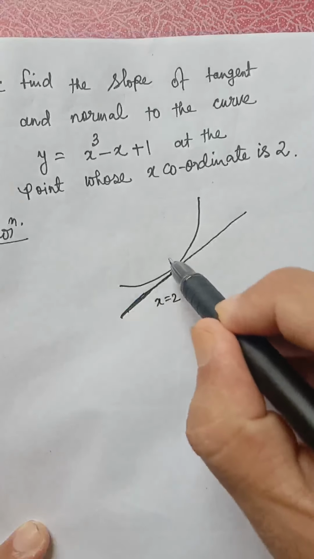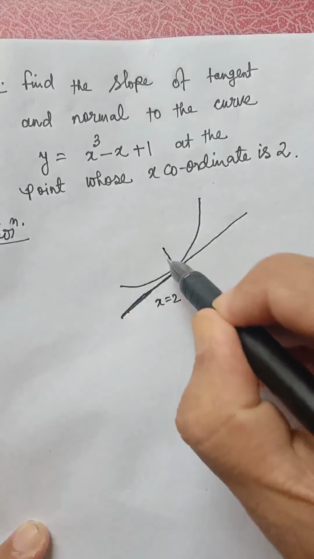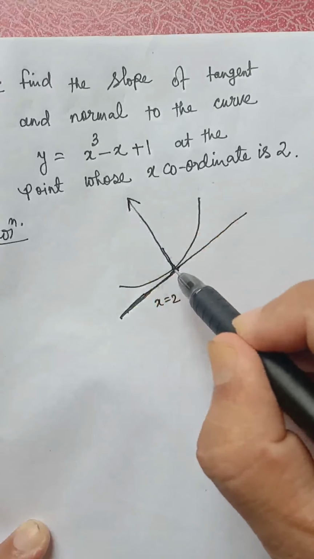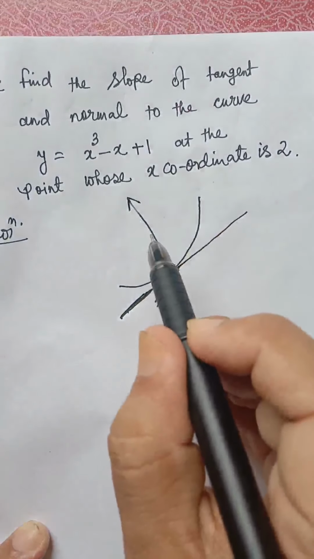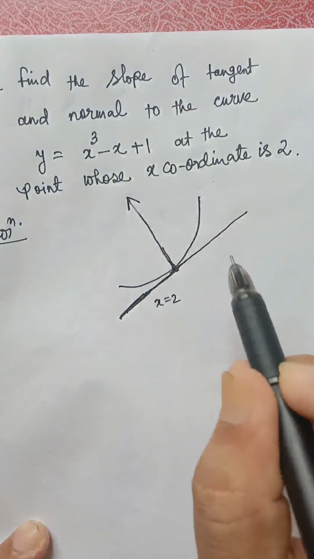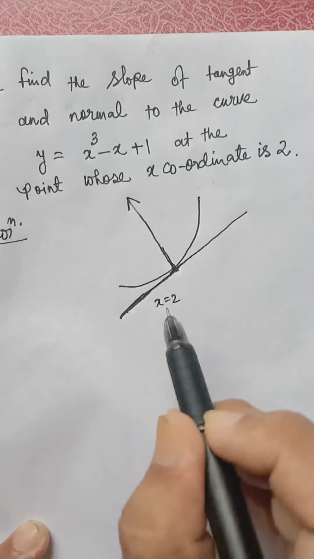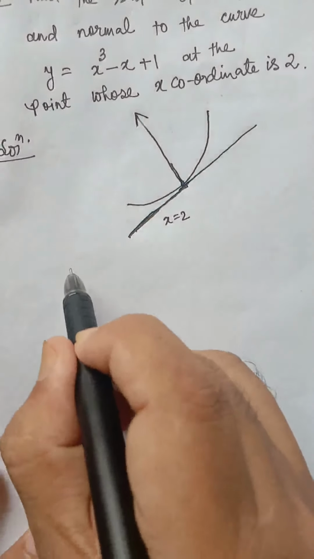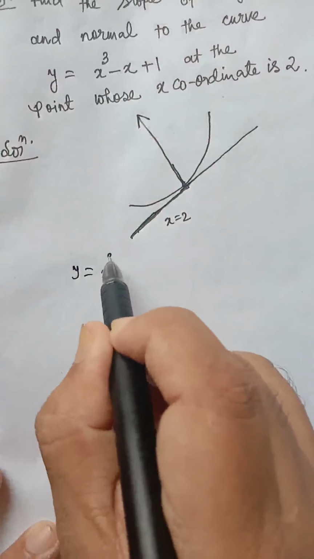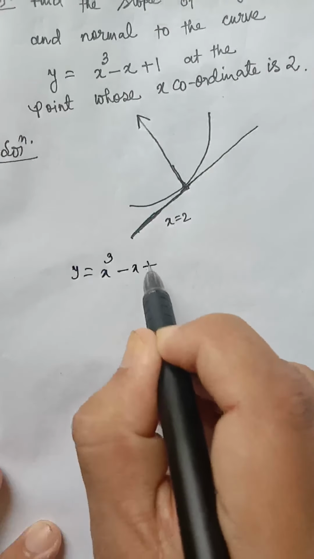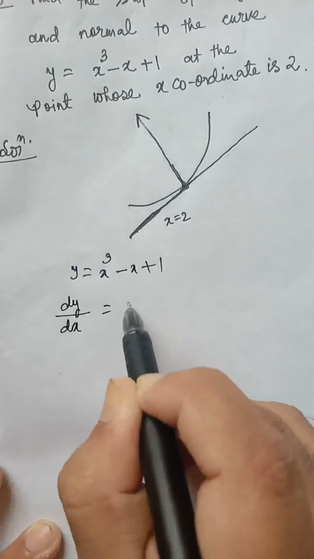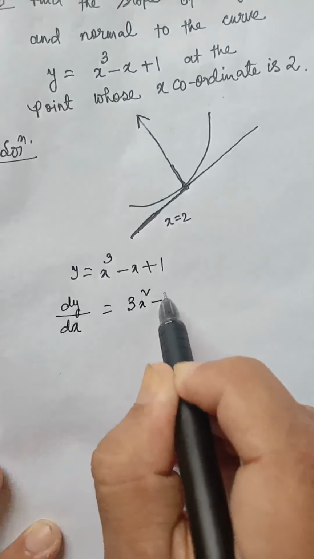At this point a normal is drawn to the curve. Normal means a perpendicular to the tangent. This line is perpendicular to the tangent. The slope of the normal will be -1 by dy/dx at x = 2. First, given y = x^3 - x + 1, so dy/dx = 3x^2 - 1.